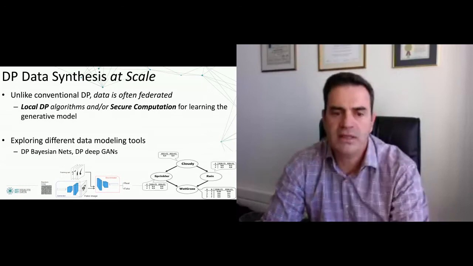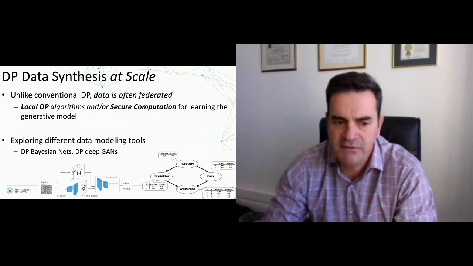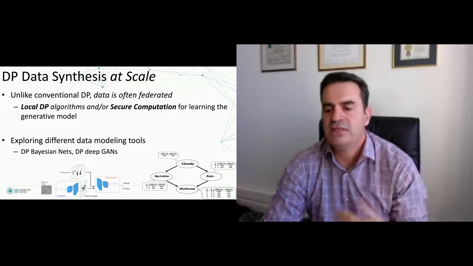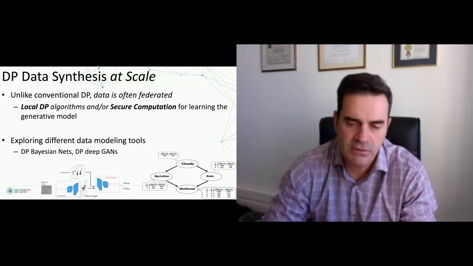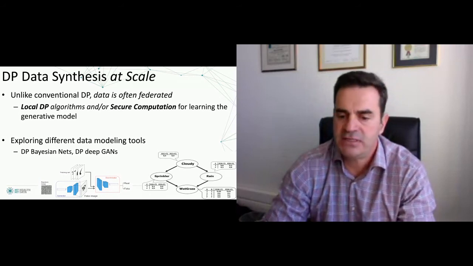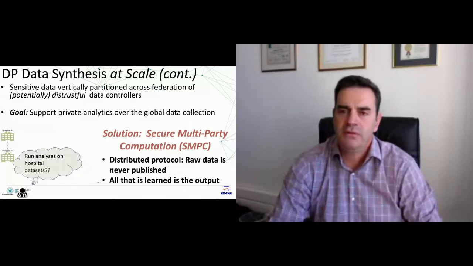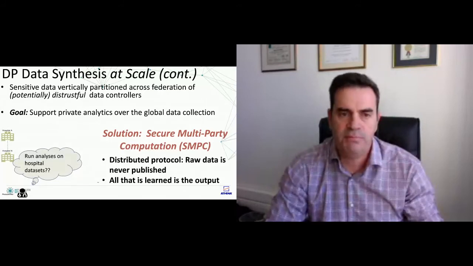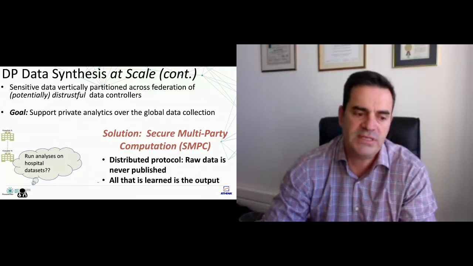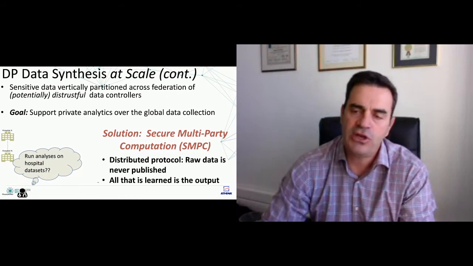So we're exploring different data modeling tools in this setting. We've been working with differentially private Bayesian networks and differentially private GANs, and this is work that is still in process. One thing that is really important, again, is for us to figure out how to exactly combine differential privacy with secure computation. And just to very quickly give you the pitch on secure computation. Secure computation actually refers to a setting where you have these federations of data silos, and these data silos are mutually distrustful, right?